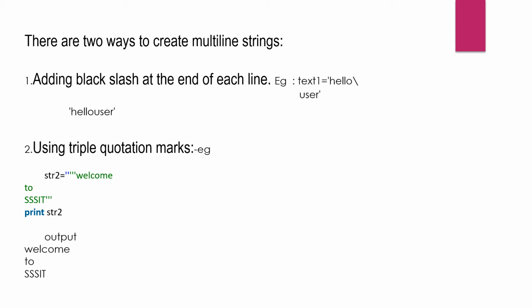It's given here. And the next way of creating a multi-line string is using triple quotation marks. Here is the example. str2 is written using triple quotations, with welcome in the first line, to in the second line, and SSIT in the third line. If we print the str2 variable, the output will be welcome to SSIT. This is the second way to create multi-line strings.